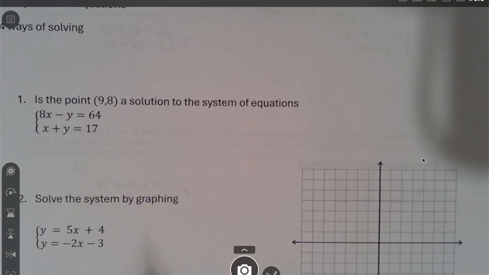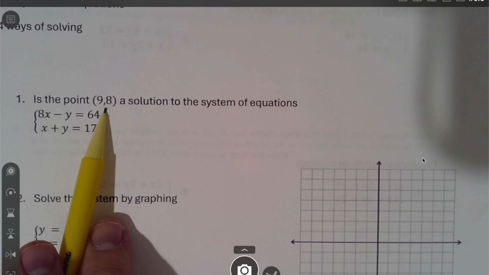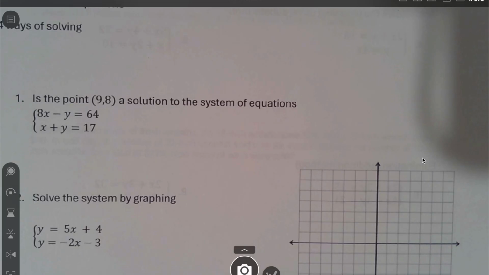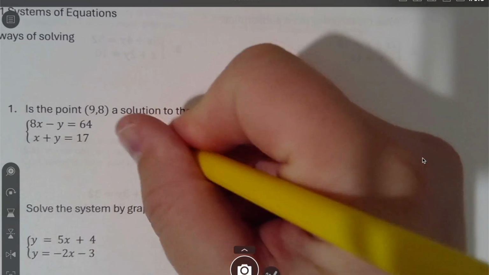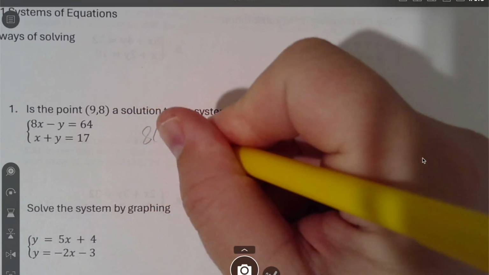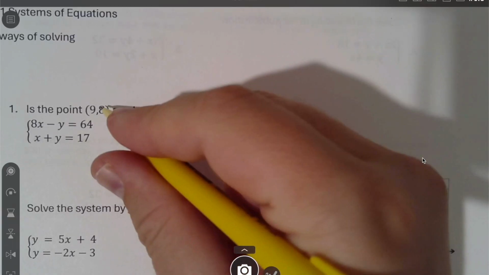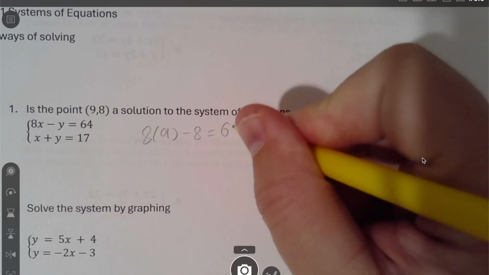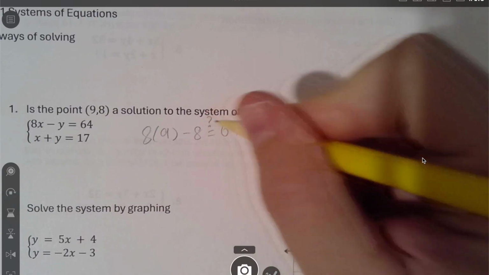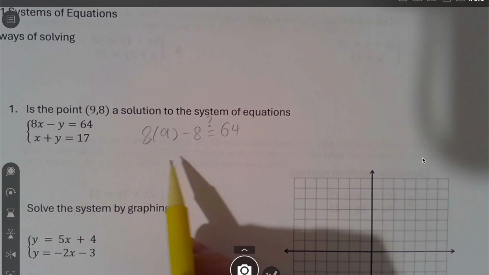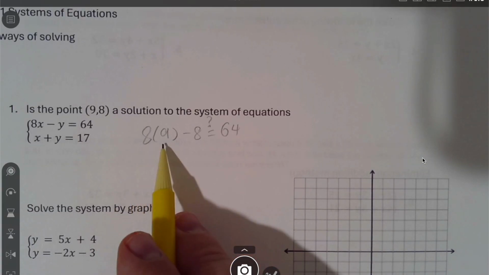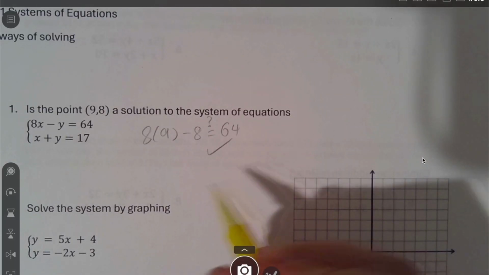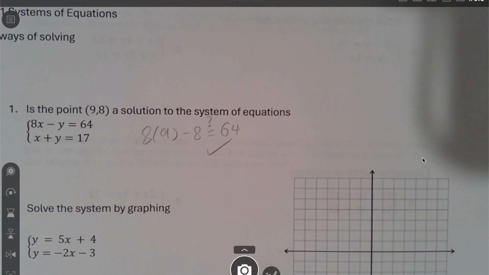The first way is what we would kind of call guessing and checking, or in other words, just verifying a point. And what we do here is we simply take the first equation, substitute the x value given in that solution up there, substitute the y value, and we ask ourselves, is that equal to 64? And I'll let you work that out, but 8 times 9 is 72. 72 minus 8 does end up being 64. And again, just verify that for yourself.